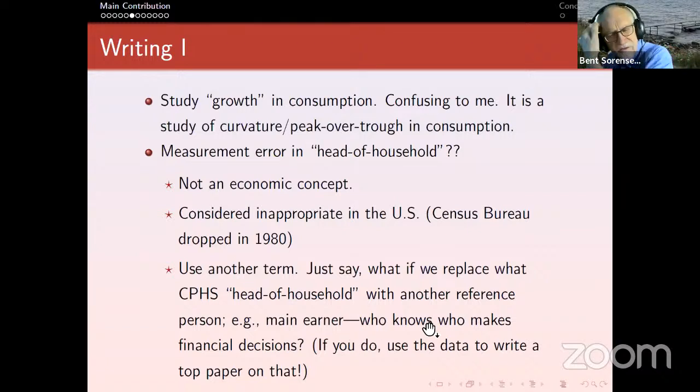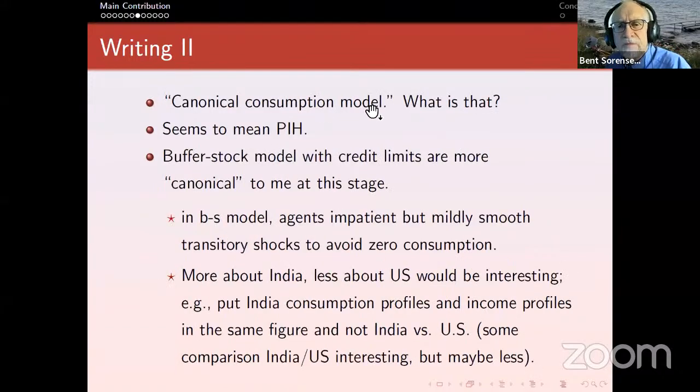There's some discussion about who makes a financial decision. I don't know. If you know anything about that, you should write a paper for a good journal. So there's a little confusion. The canonical consumption model, I think you mean the PIH. To me, I think the buffer stock model is actually more canonical at this stage.